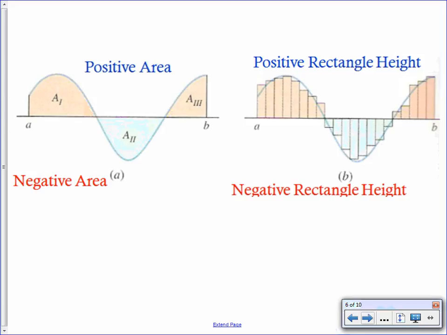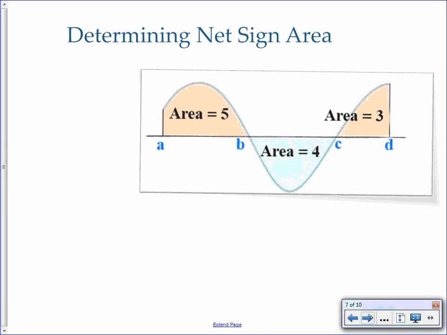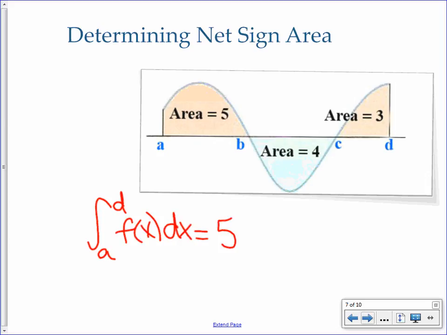Okay. Good conversations here. So this will be easy now. Here I have a picture where this has area 5, this has area 4, this has area 3. But what's true about this area 4 right here? It's negative. So the integral from a to d of our function we find by taking 5 plus 3 plus -4, which is 4.